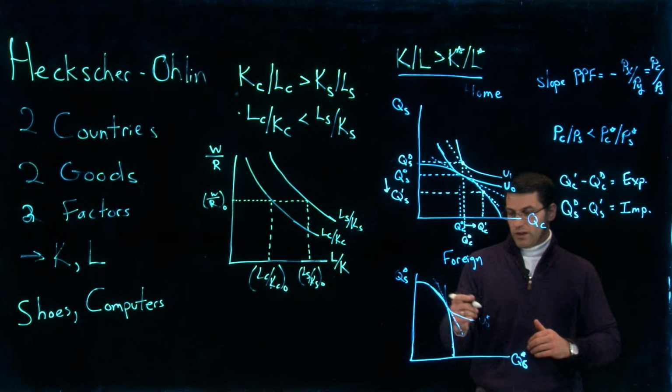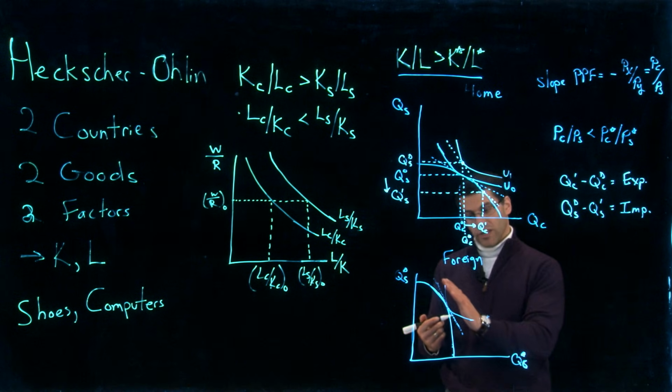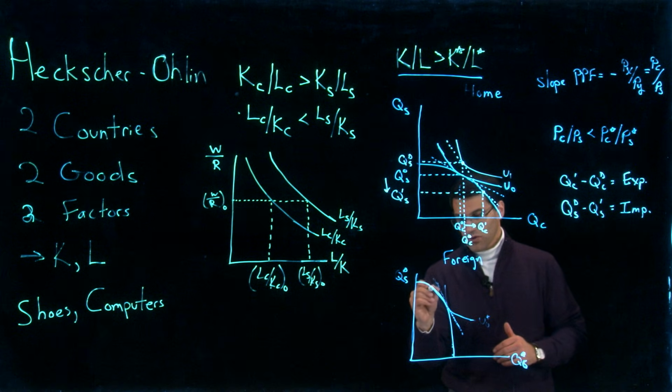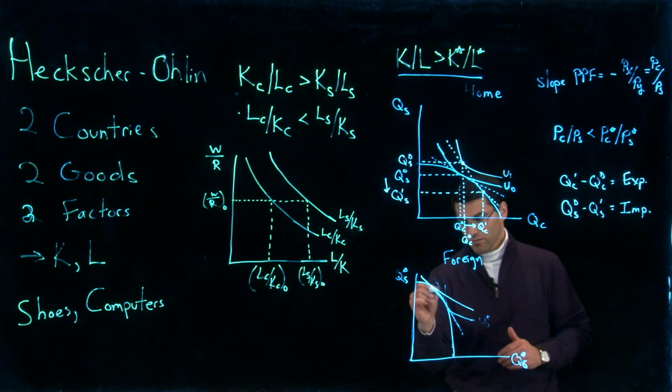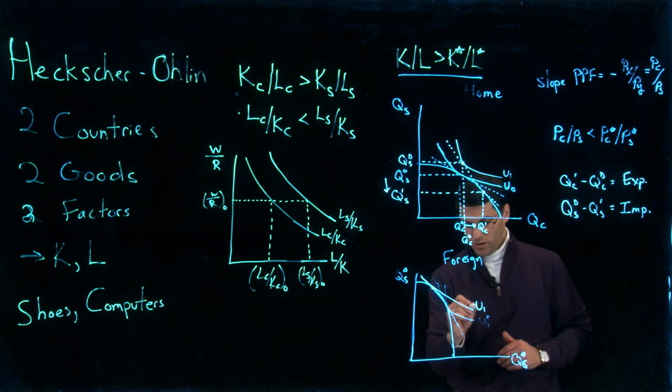We would notice that from their perspective, the relative price of computers is lower, so that price line is flatter than it is without trade. So their production would shift to a point like up here, and we'll put them on, say, an indifference curve here.